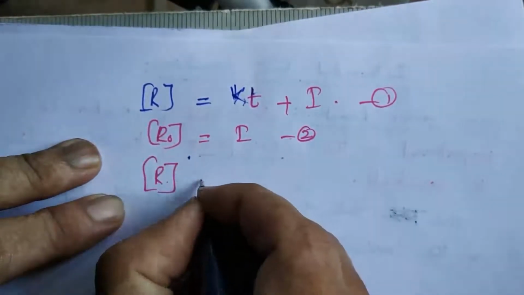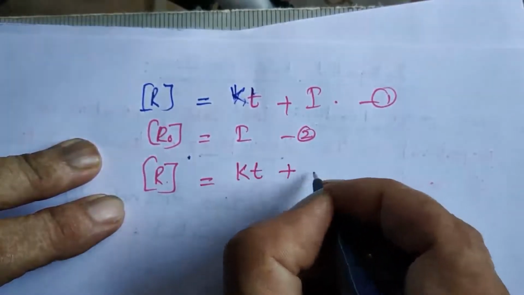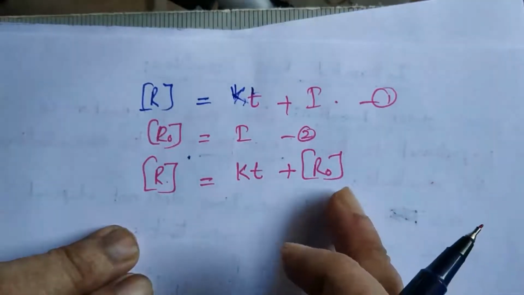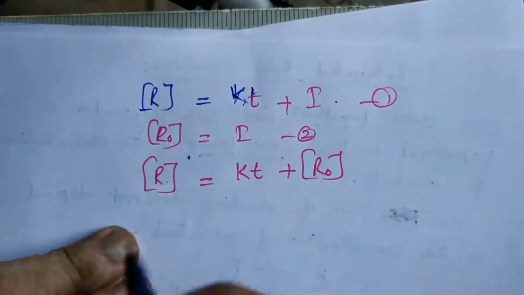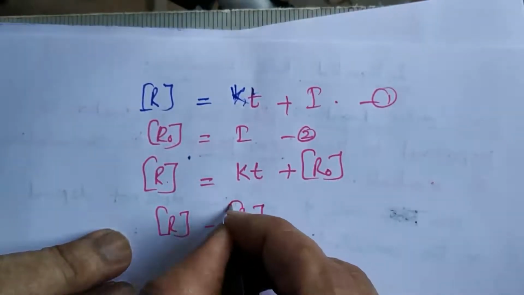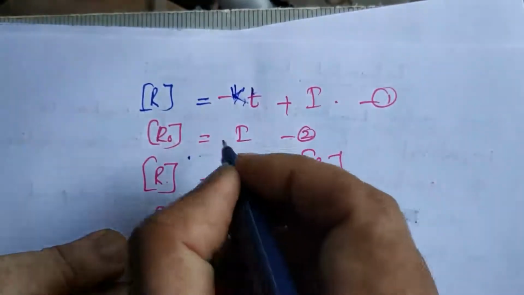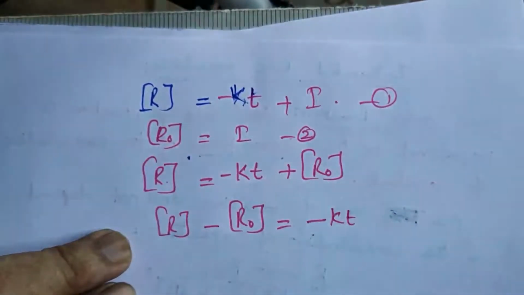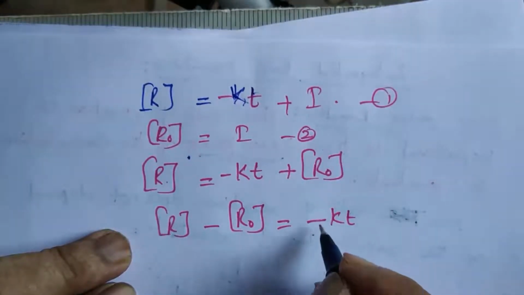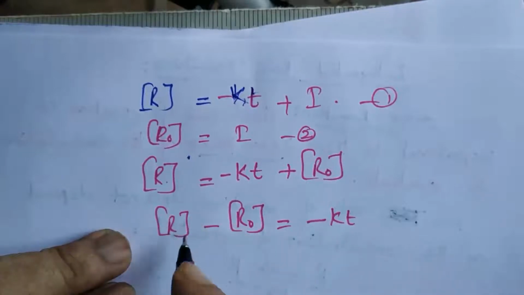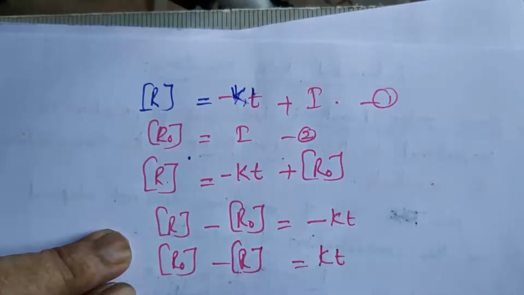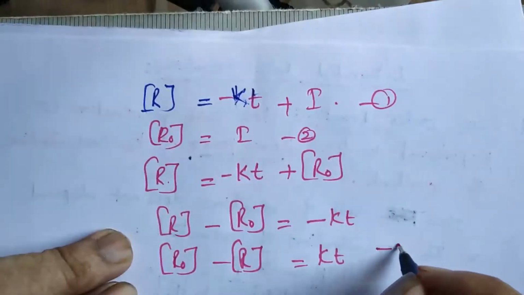Concentration of R is equal to minus KT plus R0. So we will arrange both R terms on the same side. That means concentration of R minus concentration of R0 is equal to minus KT. To avoid this minus, we will rearrange this equation. That means R0 minus R is equal to KT. So that is the final equation.